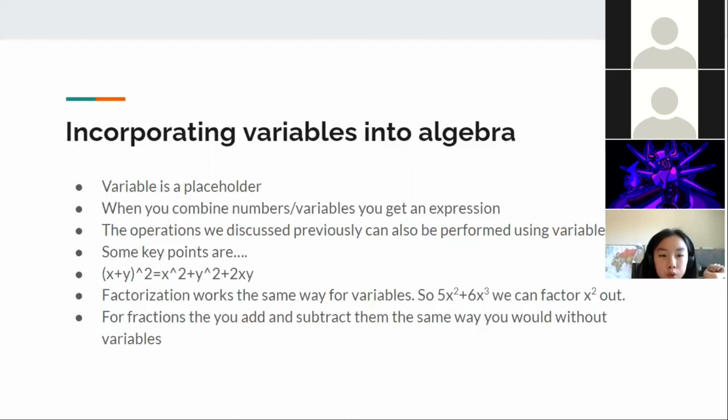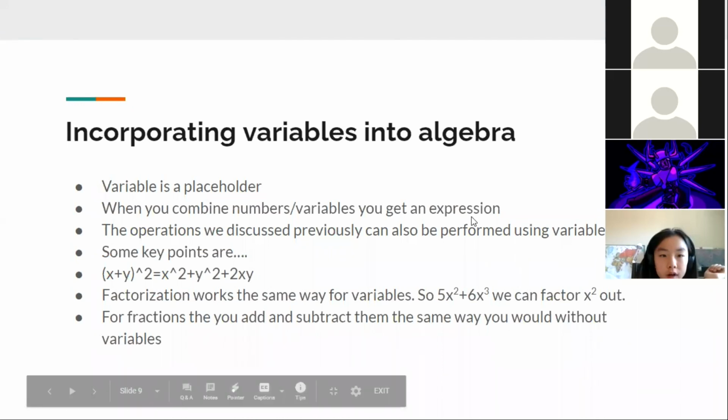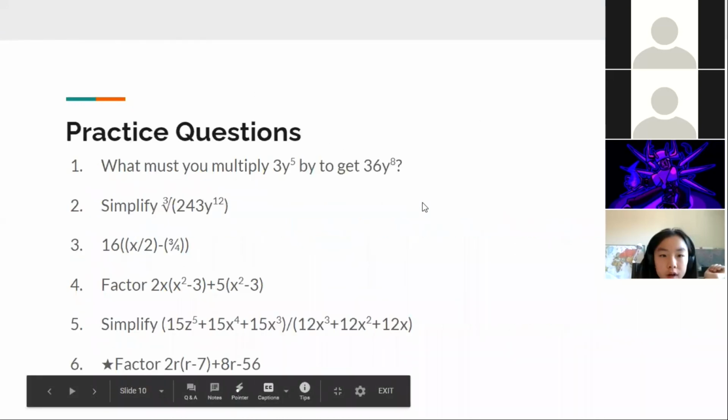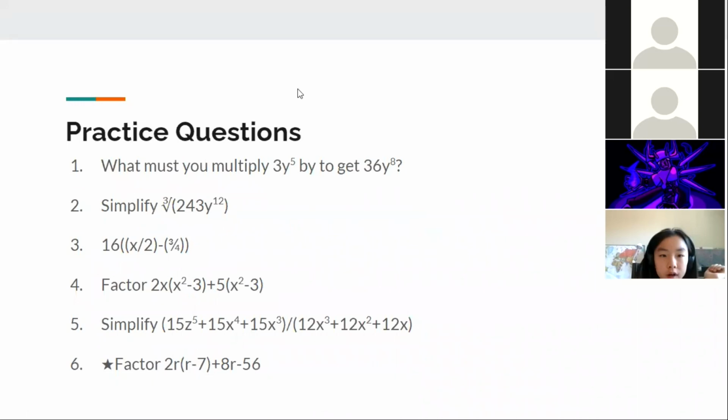And factorization works the same way for variables. So 5x squared plus 6x cubed, you can factor out the x squared. So it just becomes x squared times 5 plus 6x. For fractions, you add and subtract them the same way you would with numbers. Okay, here's some questions. I'll give you guys 2 minutes to work on them.